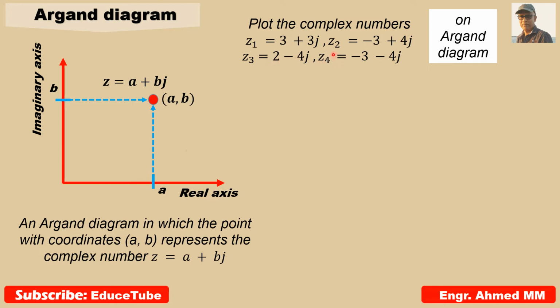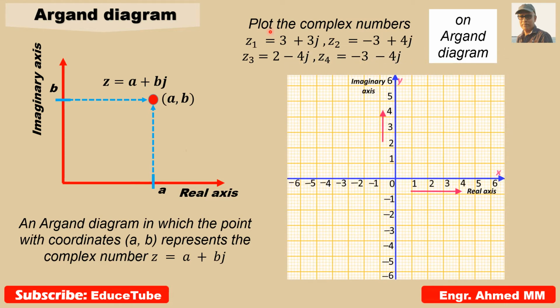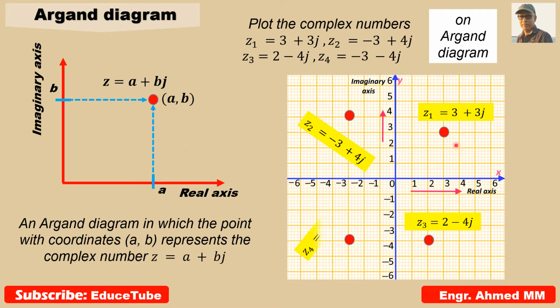So here I am taking 4 complex numbers to plot. So what I am doing, I am bringing a graph. I am taking all the complex numbers as coordinates: here (3, 3), here (-3, 4), and here (2, -4), here (-3, -4). So I did the procedure the same as this one.